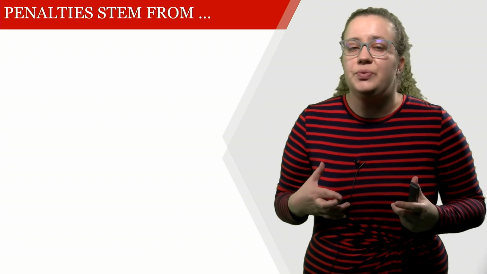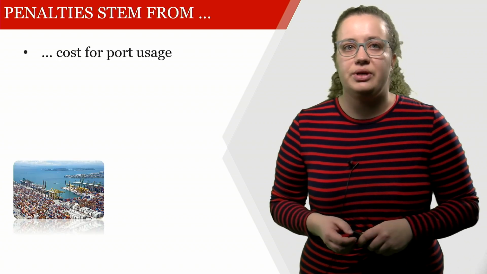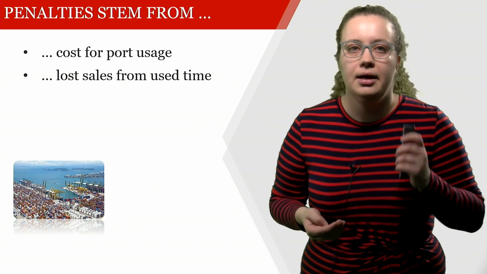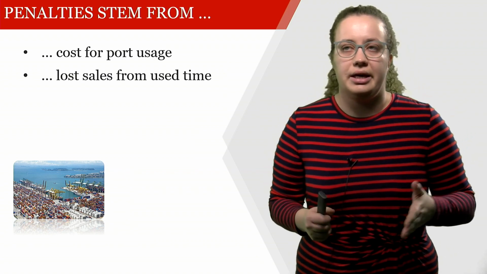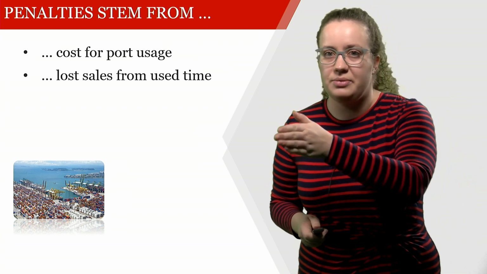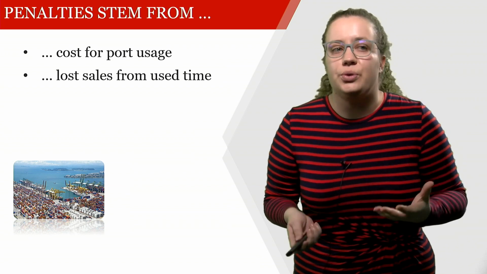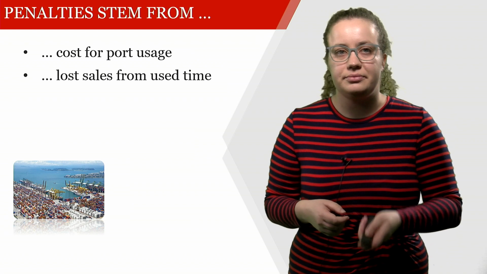So let's look into what these penalties can stem from. There's a lot of options where these penalties can stem from. So for instance, costs for port usage, which in our case makes a lot of sense. Then lost sales from used time, because let's just say I can go from Antwerp to Rotterdam, then back to Antwerp, and then I can go again. So of course this costs me some time. I use my barge a little bit longer.